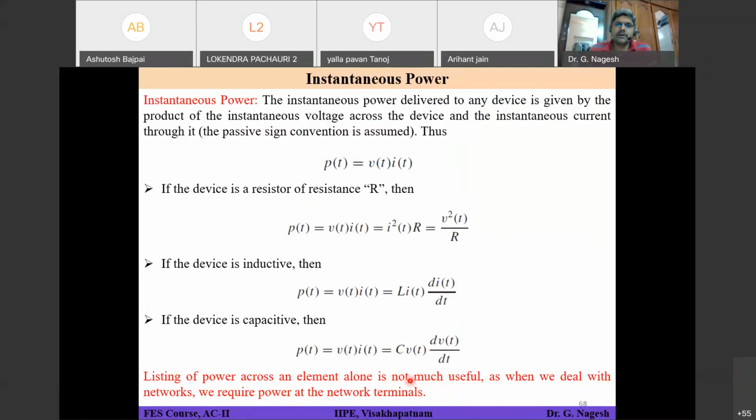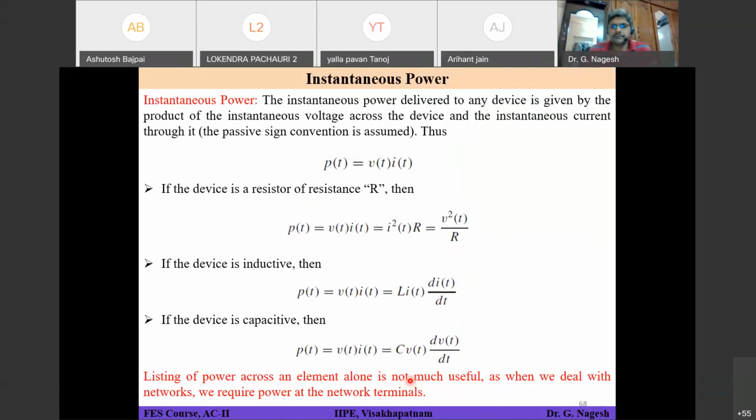Sometimes we are interested in finding the power delivered from the source, or the power which is actually flowing into your network. Then you have to multiply the voltage across the network terminals with the current flowing into the network, into your circuit. Then you will understand what is the power which is delivered from the source.